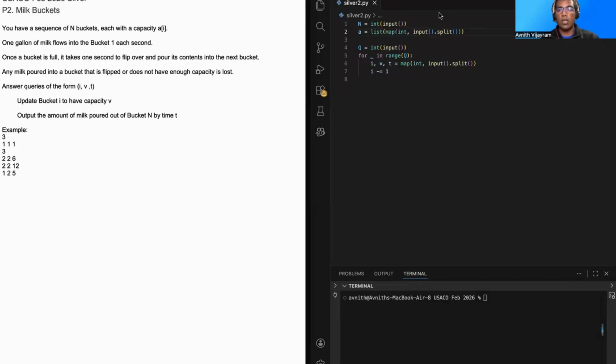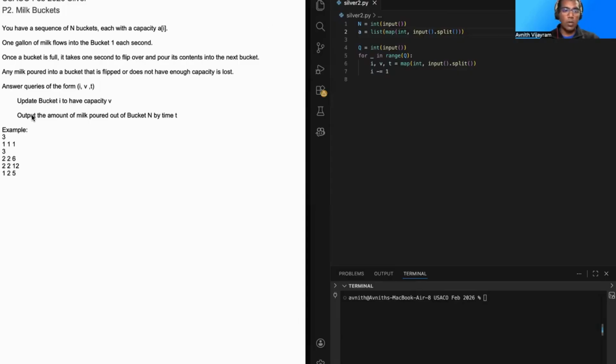is lost. And the goal is to answer queries of the form I V T, where essentially you will update the bucket I to have a capacity V. And after that, you will output the amount of milk poured out of bucket N, the last bucket, by a given time T. So now let's look at a sample test case.